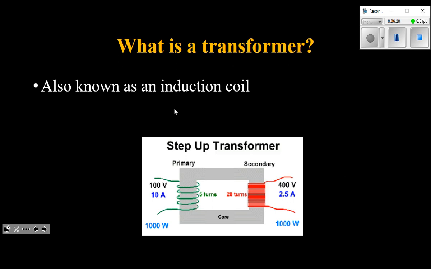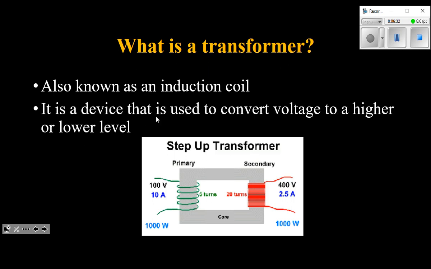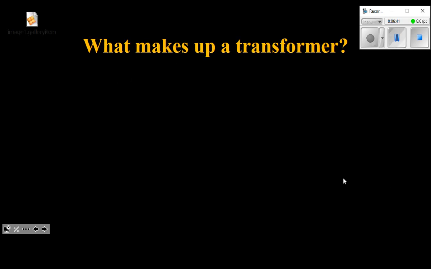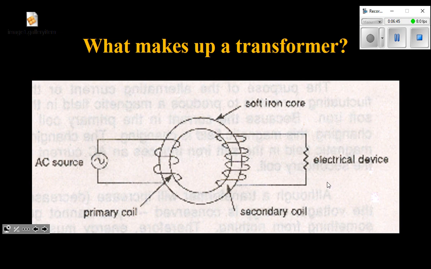So a transformer is also sometimes referred to as an induction coil. It's a device that's used to convert voltage to a higher or lower level. So exactly what are the parts of a transformer? Here's an old picture out of an old black and white workbook that we used to use in Physics 30 back in the good old days.